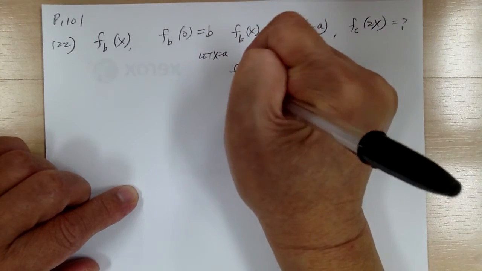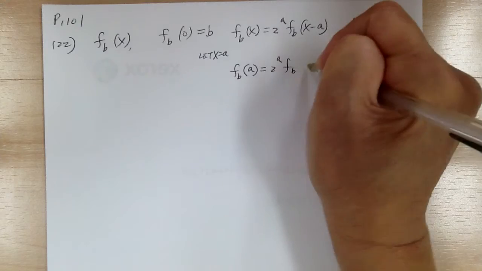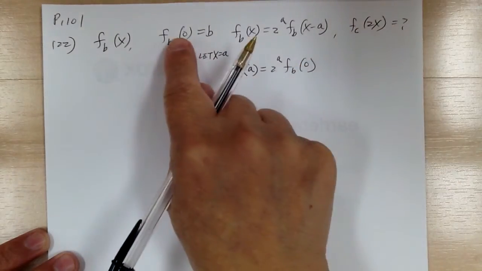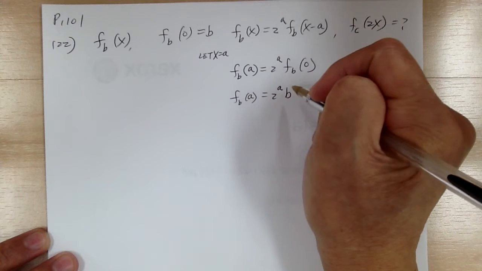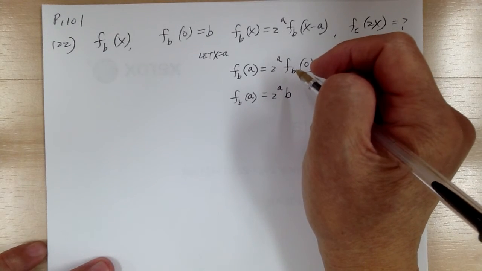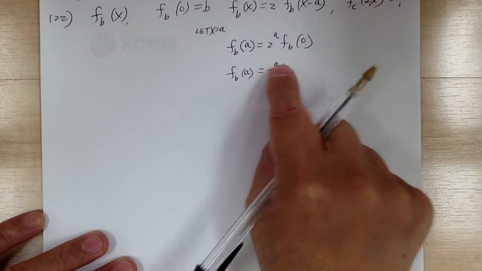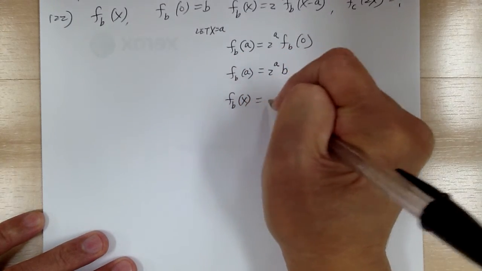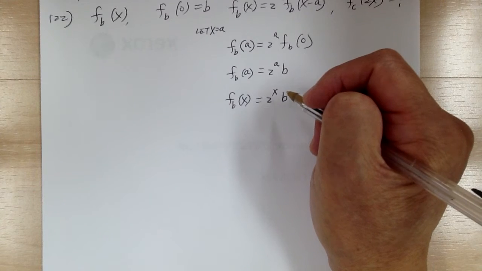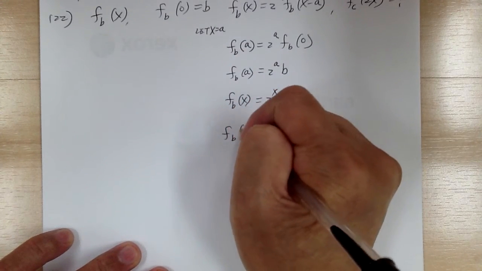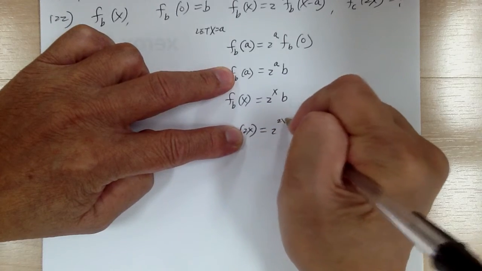So you got f b of a will equal to 2 to the a f b of 0. And now we can substitute this into here. So f b of a equal to 2 to the a times b. Once we have a single function, you can use anything in here, whatever this will match. So therefore, f b of x will equal to 2 to the x b. And also f b of 2x, so whenever you see a, you change it into 2x. So this will equal to 2 to the 2x b.